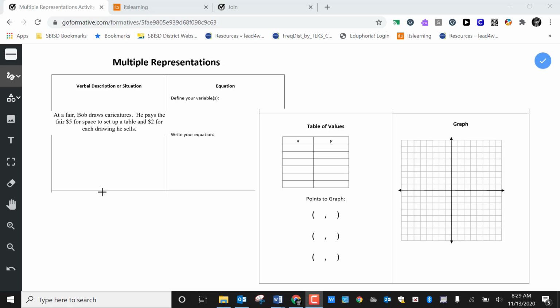Okay, today we're going to be reviewing how to find the slope and the y-intercept from a verbal description or situation. So we want to remember y equals mx plus b. And once again, m represents slope. That is the number that you would multiply what x represents by.